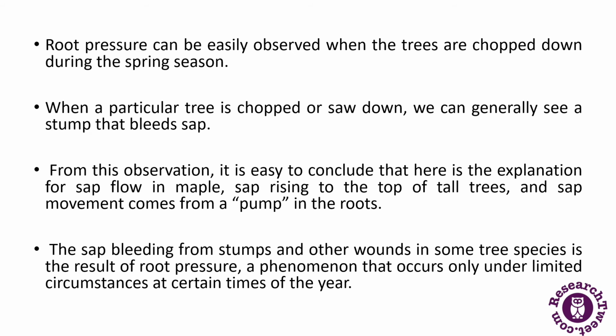Sap bleeding from the stump and other wounds in some tree species is the result of root pressure, a phenomenon that occurs only under limited circumstances and at certain times of year. That is mainly in the spring season, when the trees are being cut down and there is sap bleeding from the stump. So this was all about the root pressure.